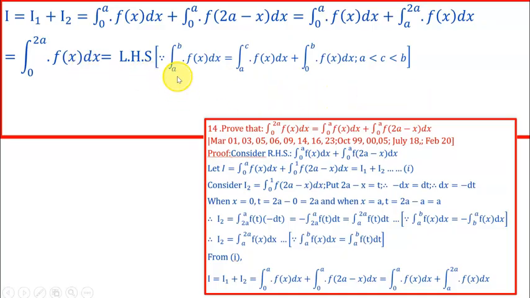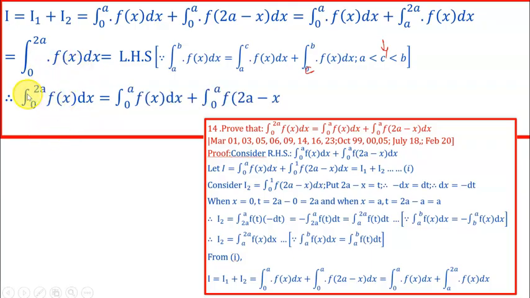What is that formula? Integral a to b f of x dx is equal to integral a to c f of x dx plus integral c to b f of x dx, where c lies between a and b. Here a lies between 0 and 2a, and hence our integral is written as 0 to 2a f of x dx, but this is nothing but LHS, and hence LHS is equal to RHS. Therefore integral 0 to 2a f of x dx is equal to integral 0 to a f of x dx plus integral 0 to a f of 2a minus x dx.